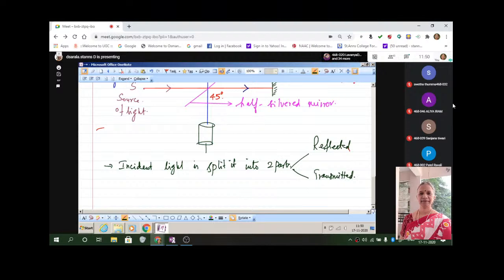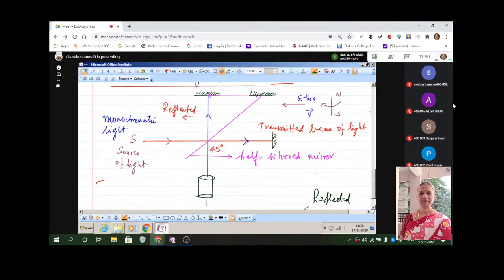So this is the experimental setup. The experimental setup is like this, and they fixed two mirrors, M1 and M2, at right angles to each other. M1 and M2 are fixed at right angles to each other.